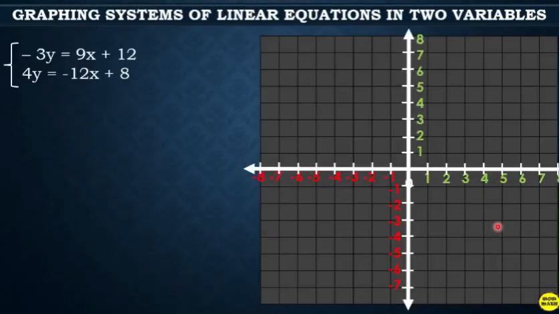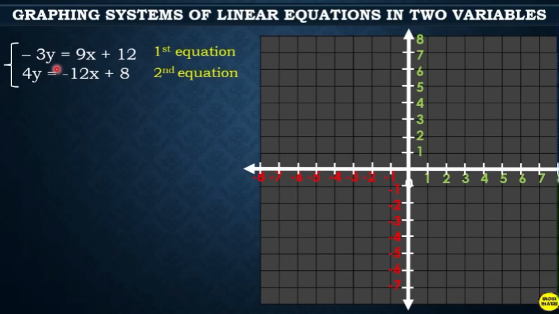So I have here negative 3y equals 9x plus 12 and 4y equals negative 12x plus 8. So this is your first equation, this is your second equation. Now, kung mapapansin nyo, ang given natin is, it is not written in standard form. Nakasulat siya as slope-intercept form. So, ito yung sinasabi ko.